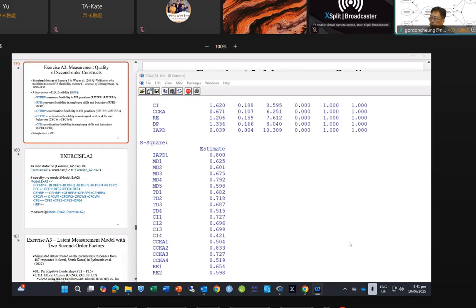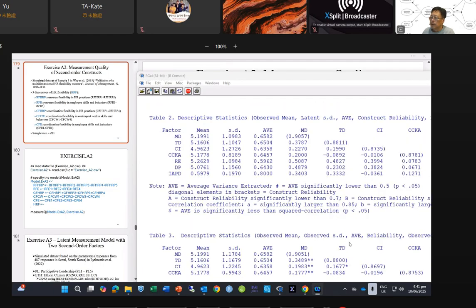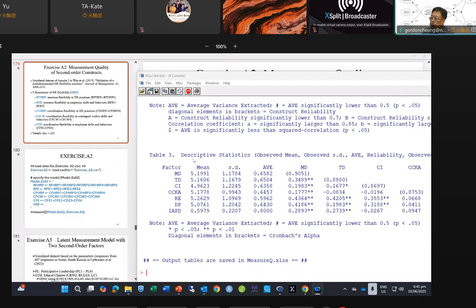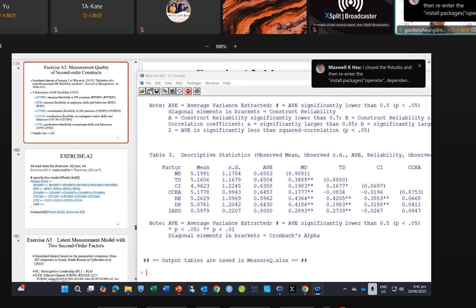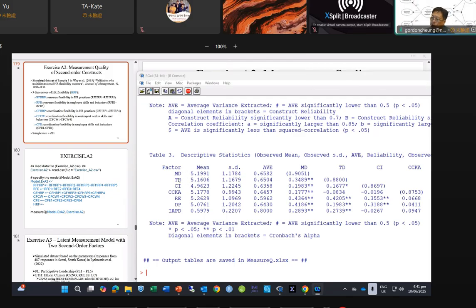For table 3, actually what we do is to take the submitted scale. Find the submitted scale, take the simple average of the items for MD, average for all the items for TD, etc., and find out what is the correlation coefficient. So table 3 are observed scores, table 2 are the latent constructs.